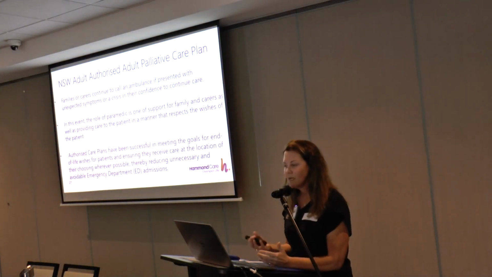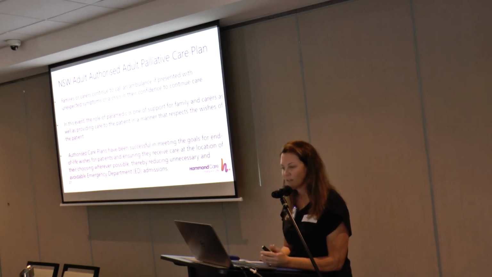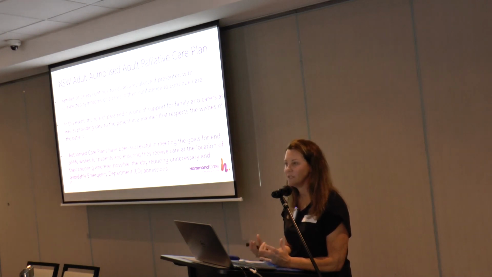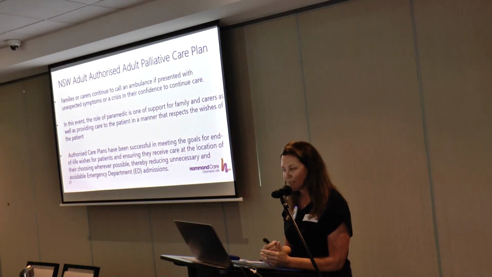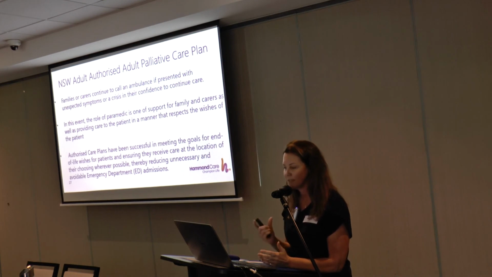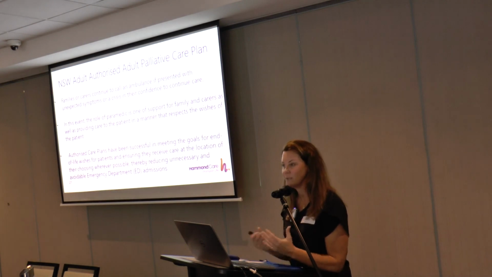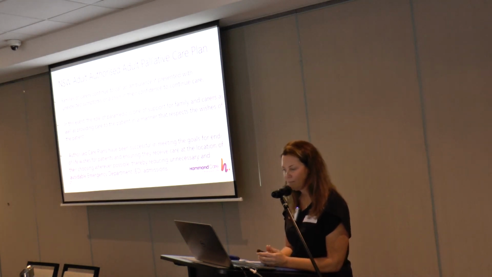Okay, so families, the reason why these plans have come about and why they're important is that families or carers sometimes call an ambulance if they're presented with unexpected symptoms or a crisis in their confidence to continue care. Okay? So in this event, the role of the paramedic is one of support for families and carers, as well as providing care to the patient in a manner that respects their wishes. Because we know what their wishes are, because we've had these conversations.